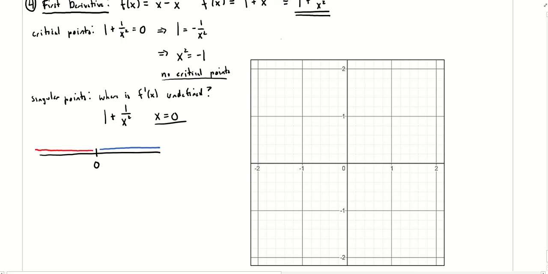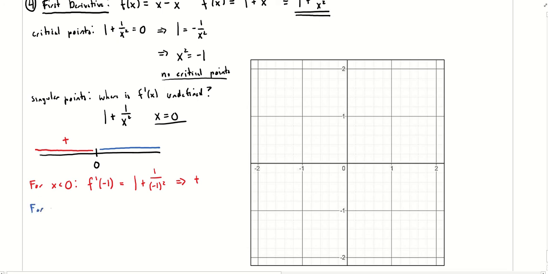So here's my first derivative, that 1 plus 1 over x squared. So let's consider this interval, for values of x less than 0. I'm just going to plug into my first derivative here a negative 1. So I'm going to have 1 plus 1 over negative 1 squared. And remember, all I care about here is the sign of my first derivative. And this is going to give me a positive value. So on that interval, this is telling me that my function is increasing.